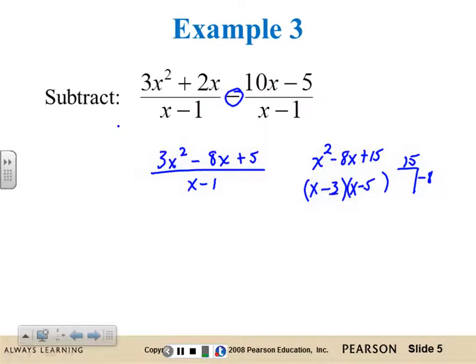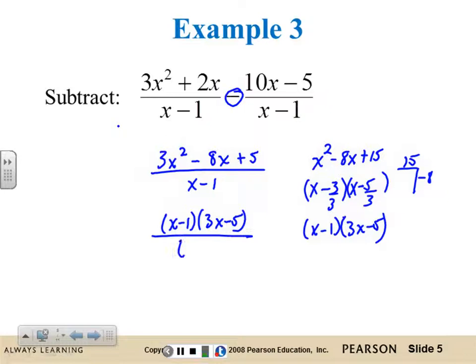Then we're going to bring that 3 back out, and we're going to reduce where we can. So we have x minus 1, and then this one won't reduce, so we're going to do 3x minus 5. That's going to be my new numerator. I'm going to have x minus 1 times 3x minus 5. Notice that that x minus 1 group is the same, and so my final answer is going to be 3x minus 5.